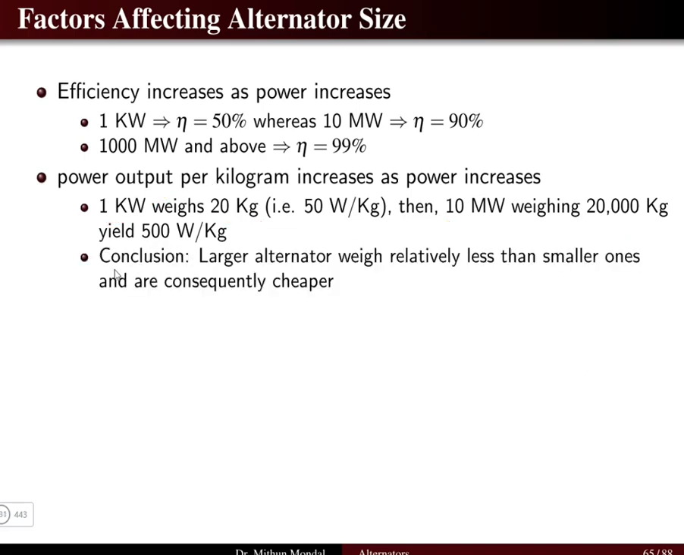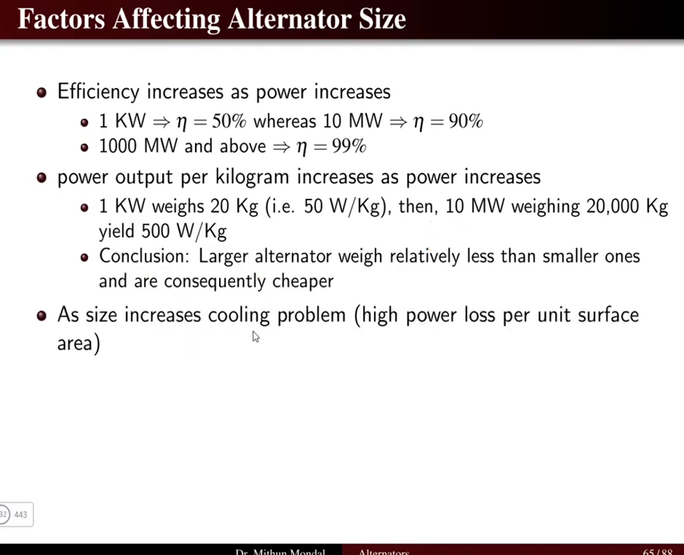So what is the conclusion? Larger alternators weigh relatively less than the smaller ones and are consequently cheaper. When the power of the alternator increases, obviously the relative weight will be less. So for a larger alternator, the weight is relatively lesser.